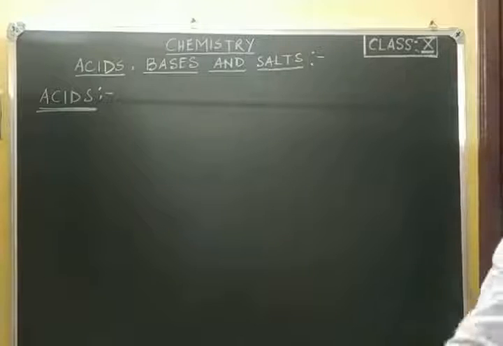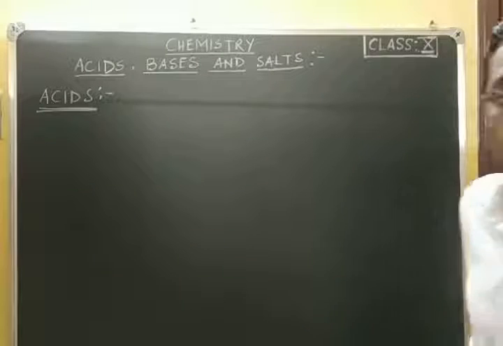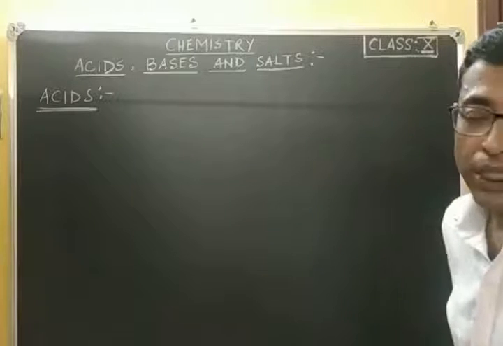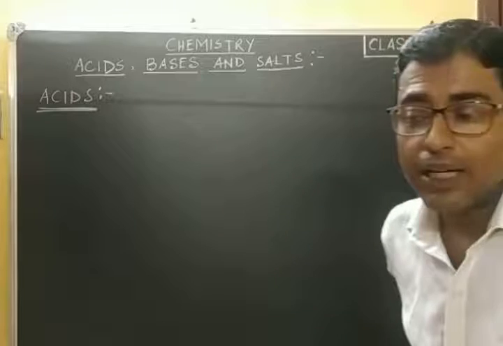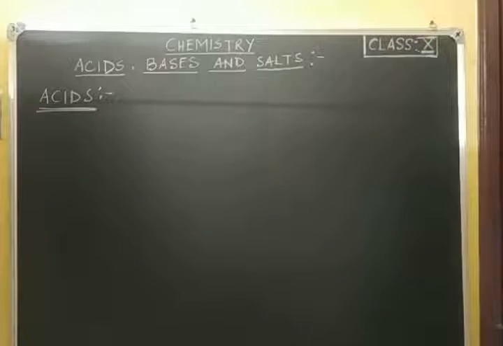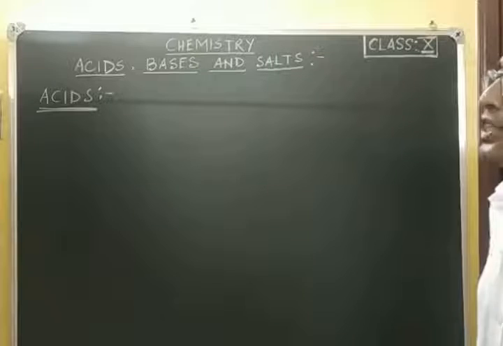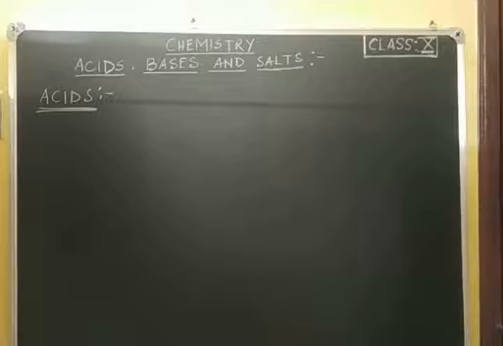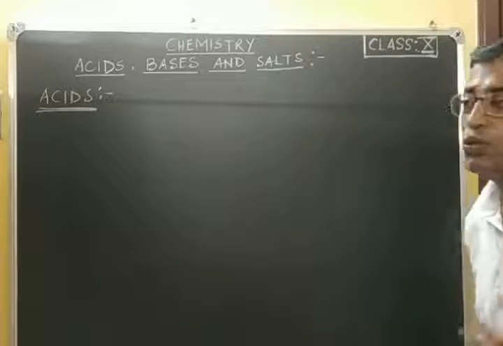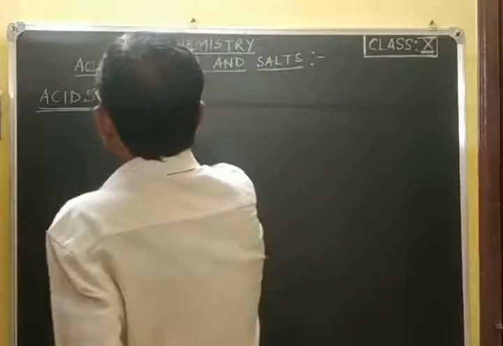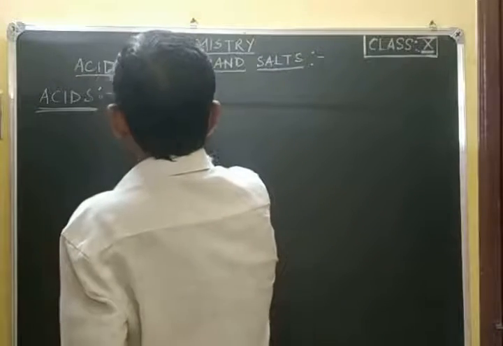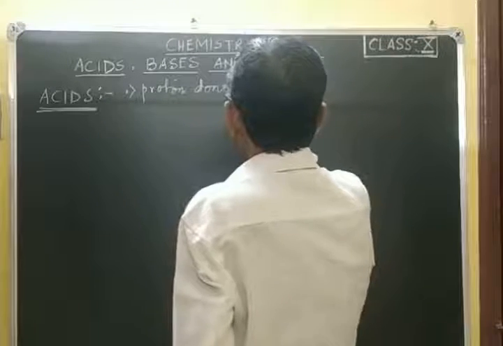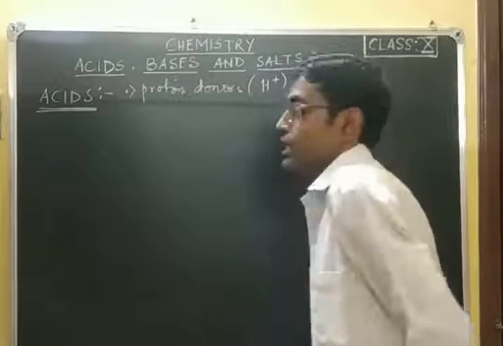Acids are proton donors, the substances which have a replaceable hydrogen atom in them, or which can donate hydrogen in the solution, which can produce hydronium ion. There are various concepts or definitions related to acids. One is called the Arrhenius concept, another is called the Lowry-Bronsted concept. Many concepts are there, so up to class 10 we will be learning these. These are proton donors, that means which can donate H plus ions in the solution.